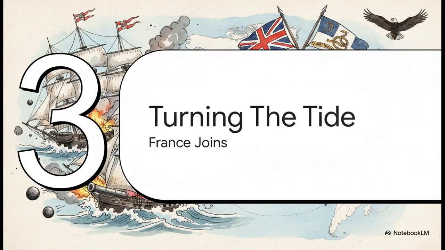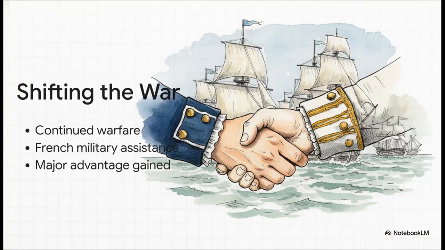Part 3. Turning the Tide. But writing a declaration is one thing. Surviving the grueling years of continued warfare that followed? That's a whole different story. Playing what was essentially a massive game of geopolitical chess, the Continental Army desperately needed a turning point. And this brilliantly illustrates how they found it, by securing military assistance from France. This foreign support was way more than just a quick morale boost. It gave the American forces a major, undeniable advantage against the British military machine.